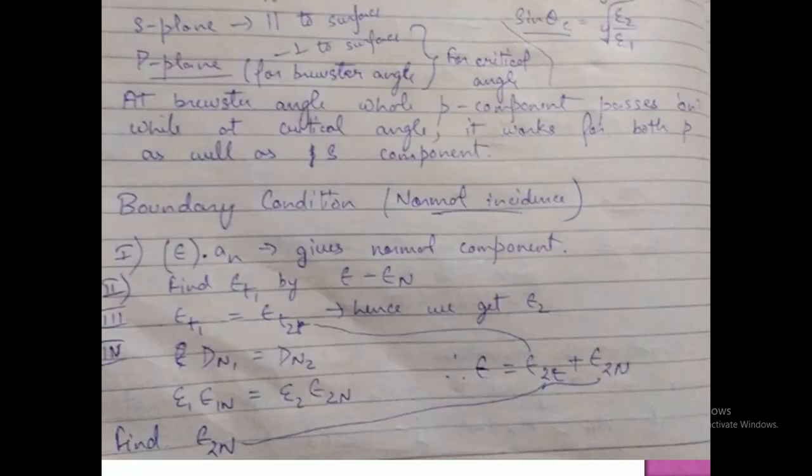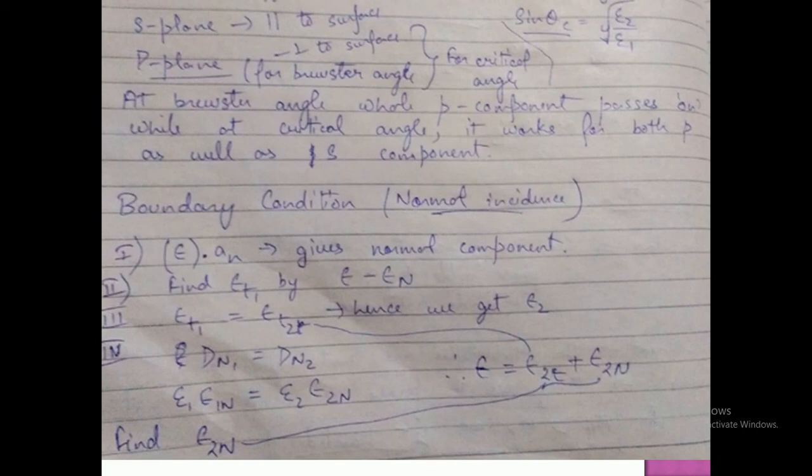Here there will be two types of waves. If the waves in which the electric field is parallel to the surface, then it is called S-plane wave, and if it is perpendicular to the surface, then it is called P-plane waves. So Brewster angle works only with P-plane waves, but critical angle works with both. So the whole P component passes on, while at the critical angle it works for both P and S, as I have written.